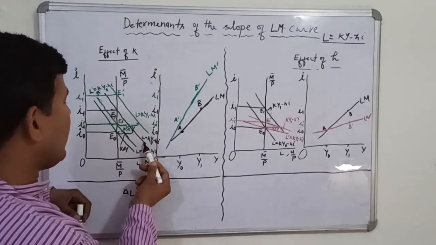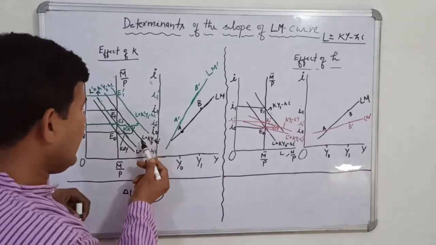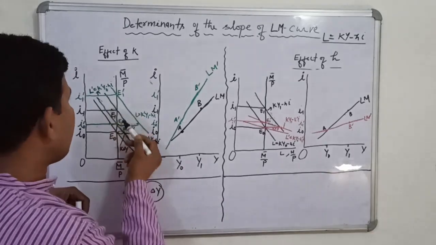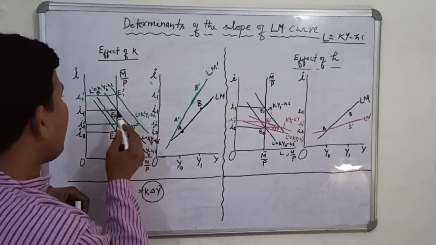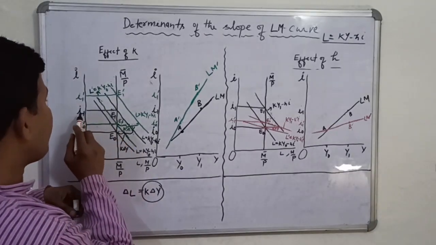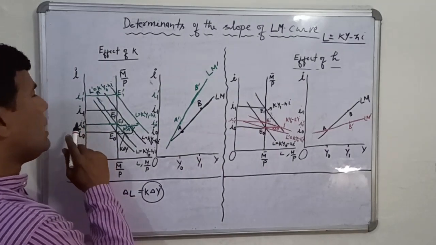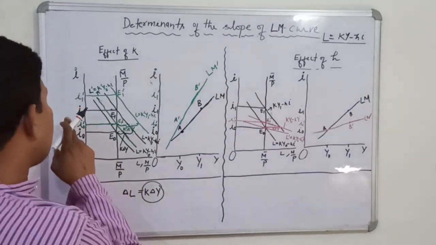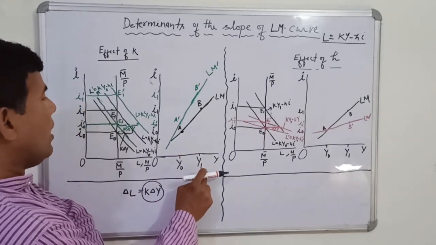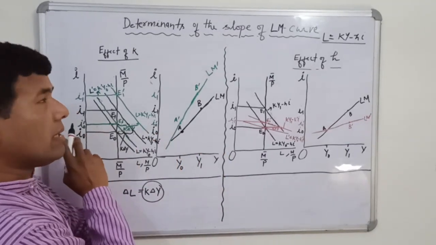What is the equilibrium rate of interest? It is where this new money demand line, which is written as L = KY1 - Hi, intersects the money supply line. That gives us the equilibrium point at E1, and this gives us the equilibrium rate of interest. So you get I1 as the new equilibrium rate of interest, and that corresponds to which equilibrium level of income? Y1.